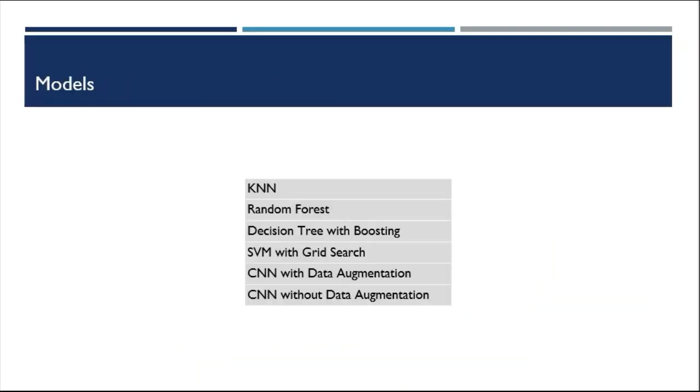Now let's talk about models. The table shows the models which we have used to classify the defect detection. Different classifiers such as k nearest neighbor, random forest classifier, decision tree with boosting, and support vector classifier will be compared, and also a convolutional neural network will be used to classify the defect.